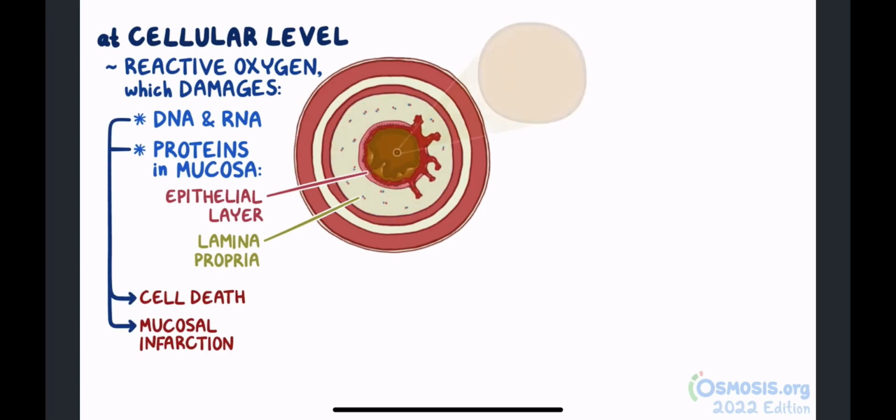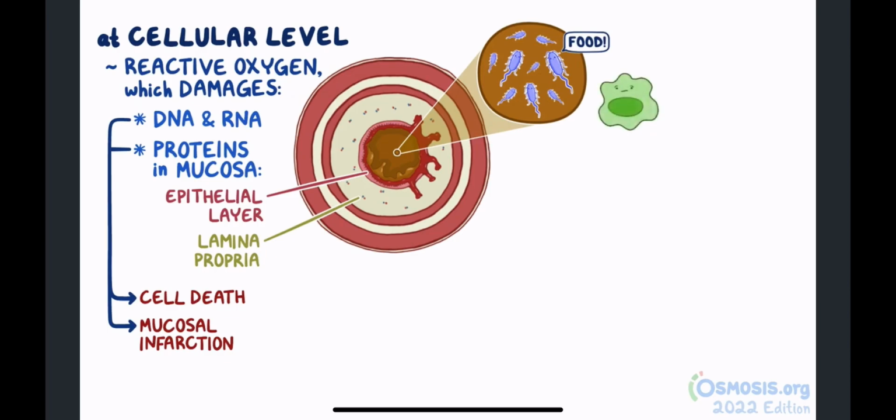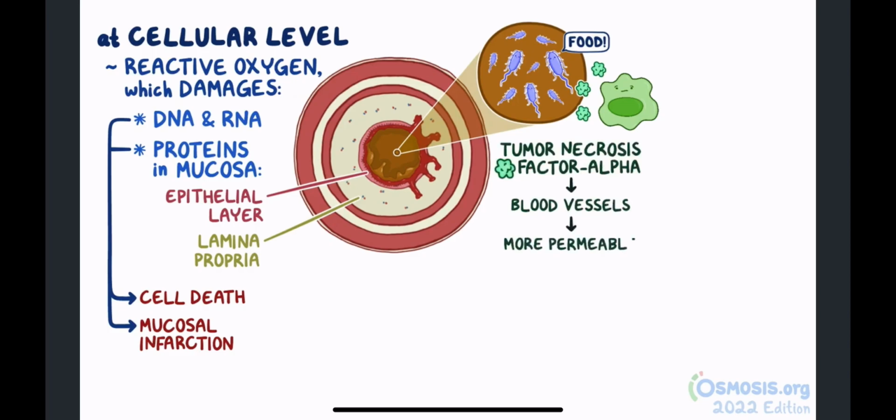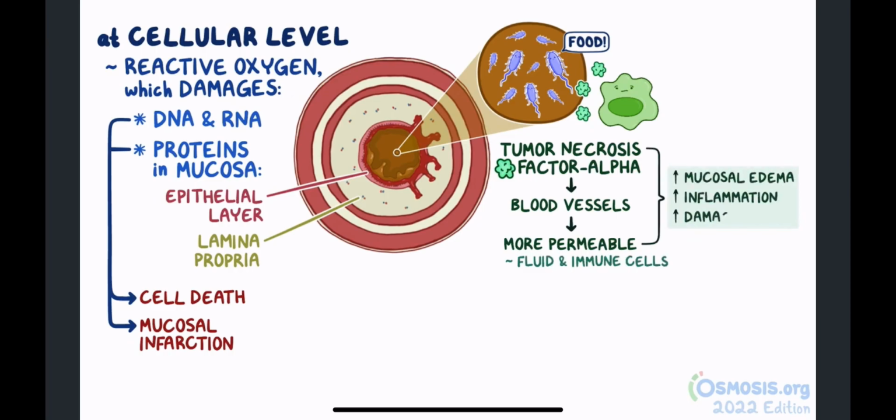And all the stool and blood in the lumen becomes a nutritious feast for bacteria that normally reside in the intestines, and they start growing out of control. These bacteria can then get into the intestinal wall, where they get attacked by macrophages rushing into the mucosa. These macrophages then release inflammatory cytokines, like tumor necrosis factor alpha, which cause blood vessels to become more permeable to fluid and to more immune cells, further increasing mucosal edema, inflammation, and damage.